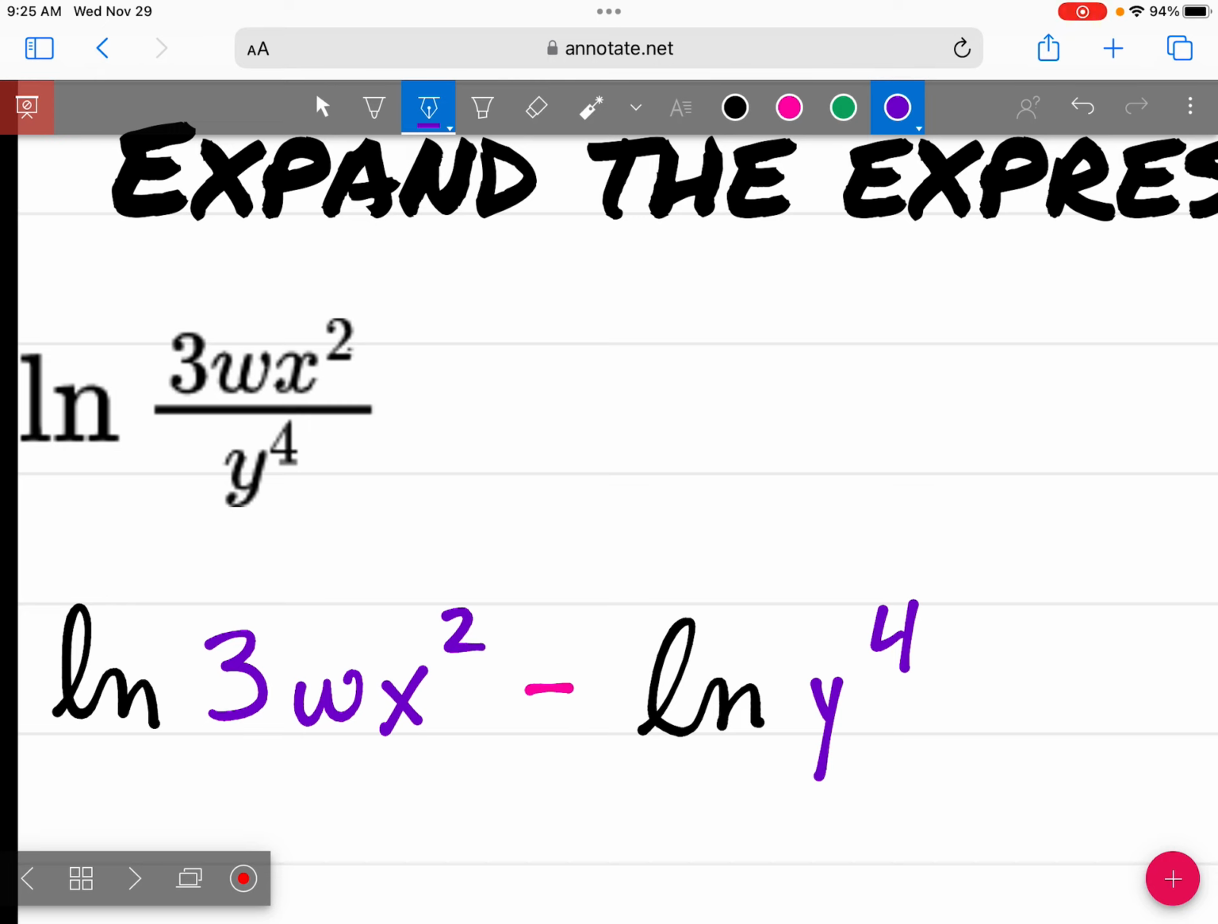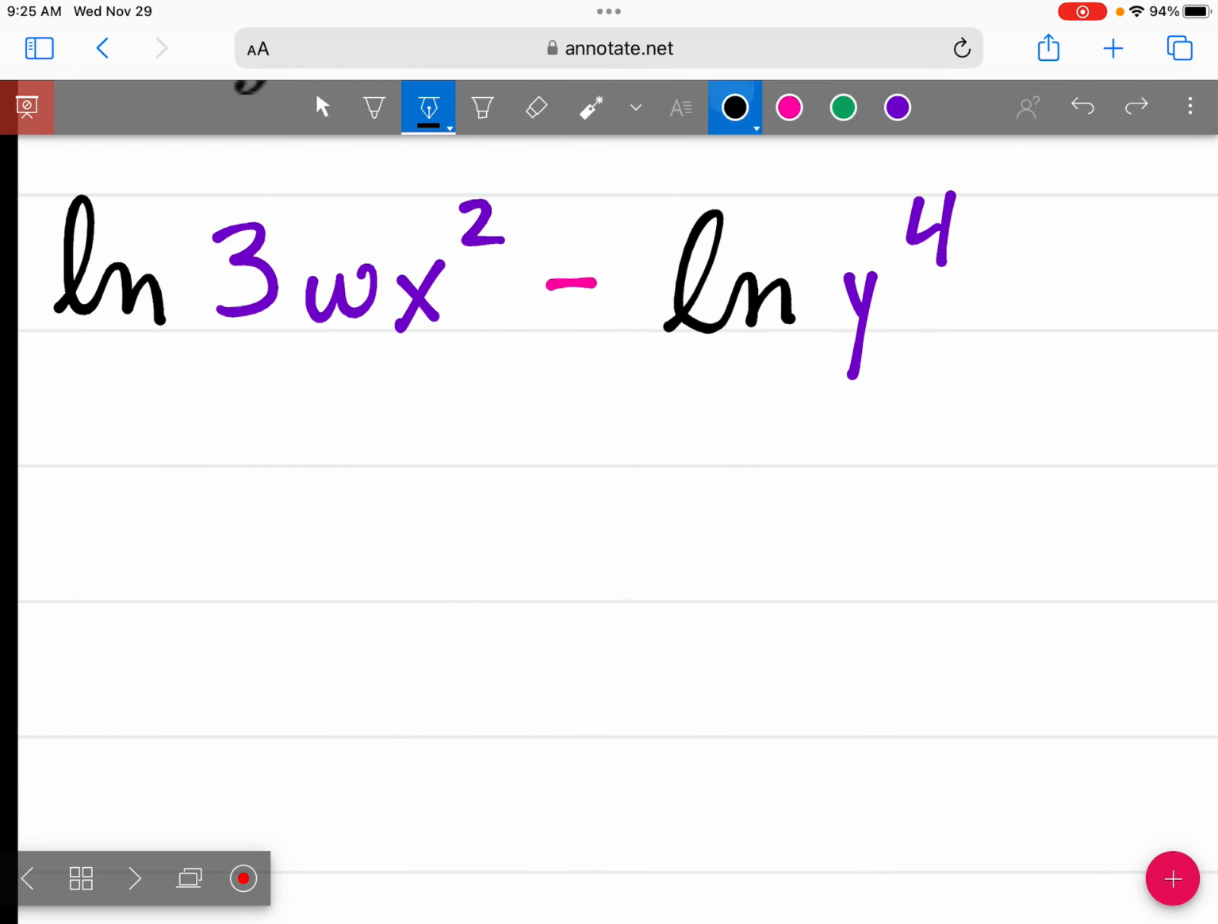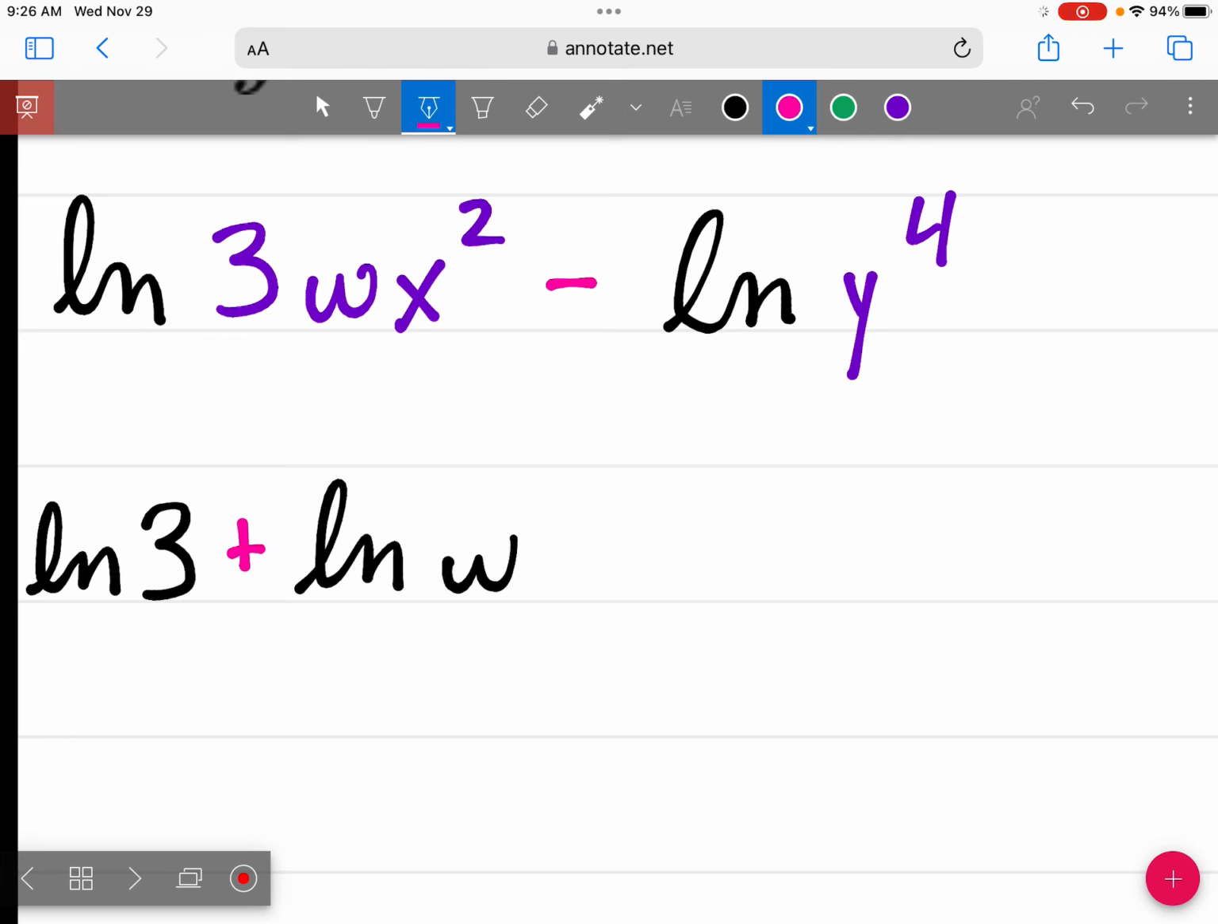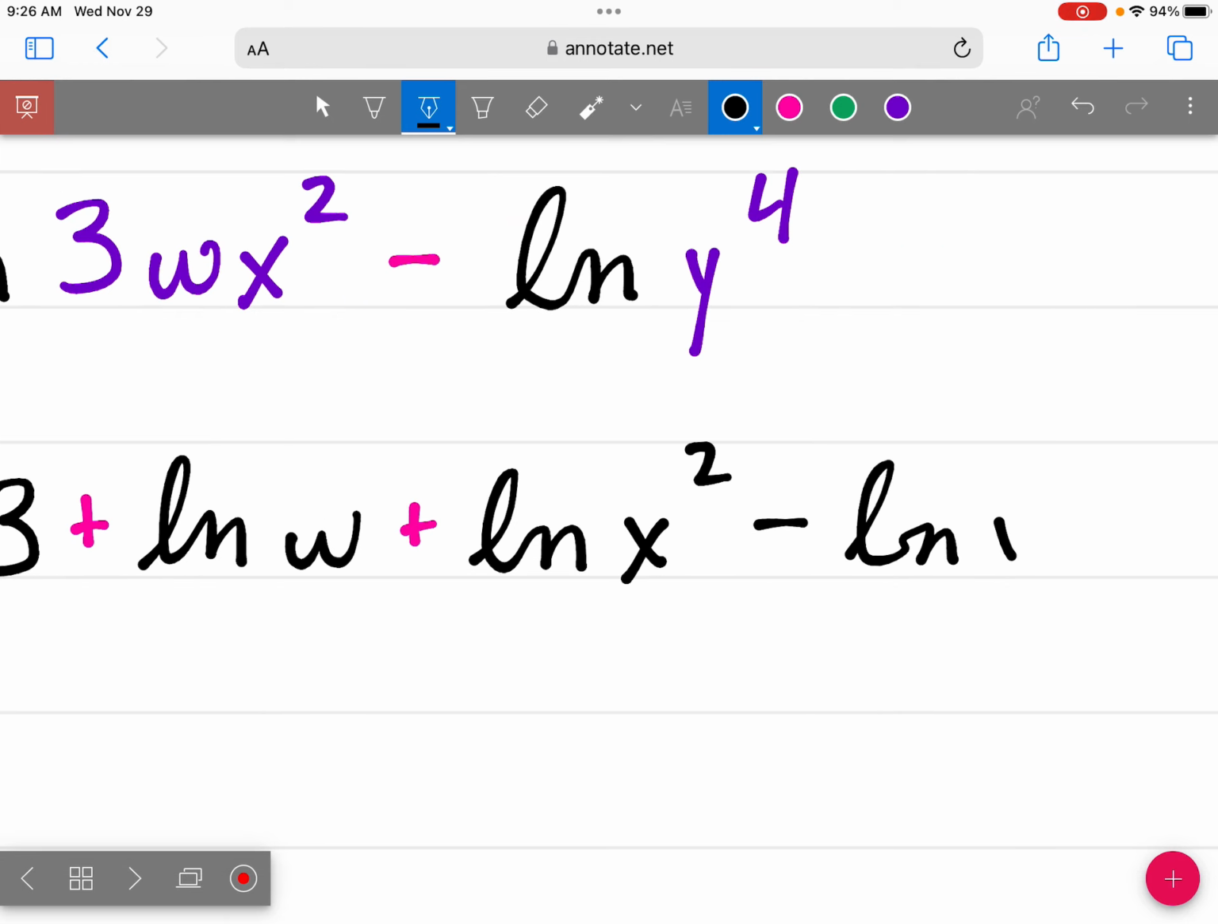Then I'm going to come work with what was my numerator and split apart all that multiplication. So we're going to have the natural log of 3 plus the natural log of w plus the natural log of x squared minus the natural log of y to the 4th.